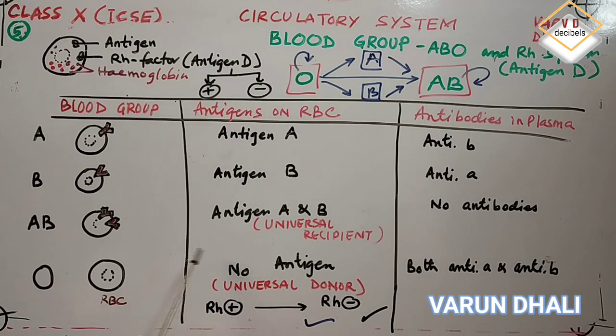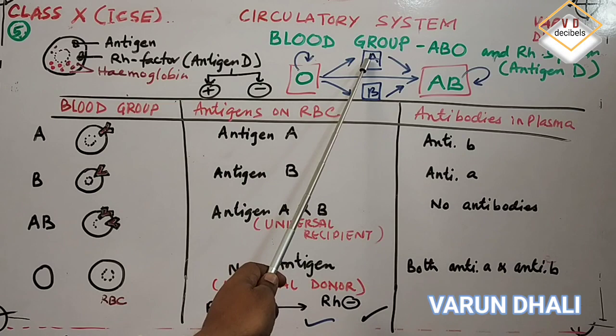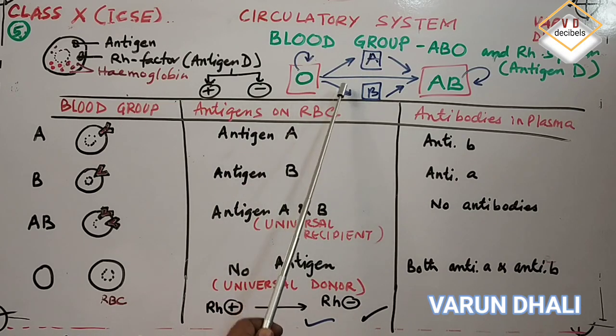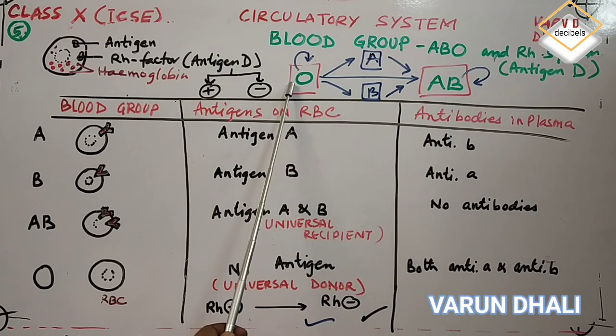And on the other hand, blood type O is known as universal donor. There are two reasons. Number one, they can donate blood to blood type A, blood type B, AB, and itself. And point number two, they have no antigen. And always remember, antibodies always work against antigens.